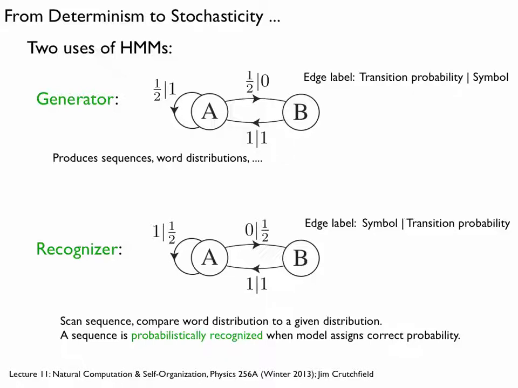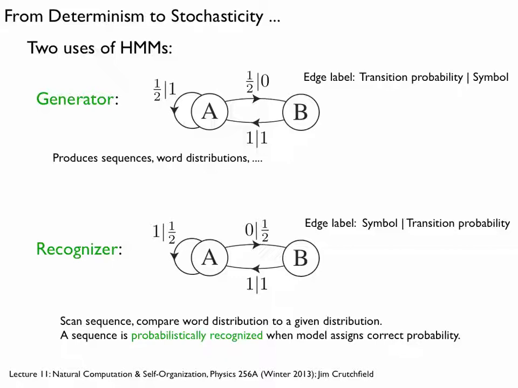So it produces sequences, word distributions, and so on. Or in recognition mode, which is more the way finite state machines and automata models are used in formal language theory. And when we do that, we reverse the labels on the edges. We have the observed symbol, what's being read in, and then the transition probability.